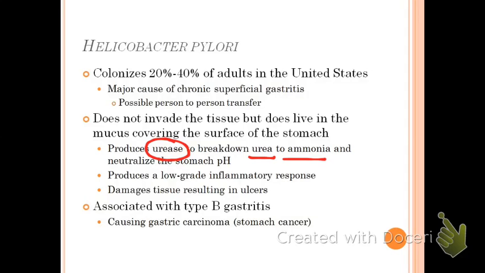So, as a result, the body would produce a low-grade inflammatory response, enough to damage tissue, resulting in ulcers. That's the reason why it is associated with type B gastritis, which is of course dangerous because this could be implicated in gastric carcinoma or stomach cancer.